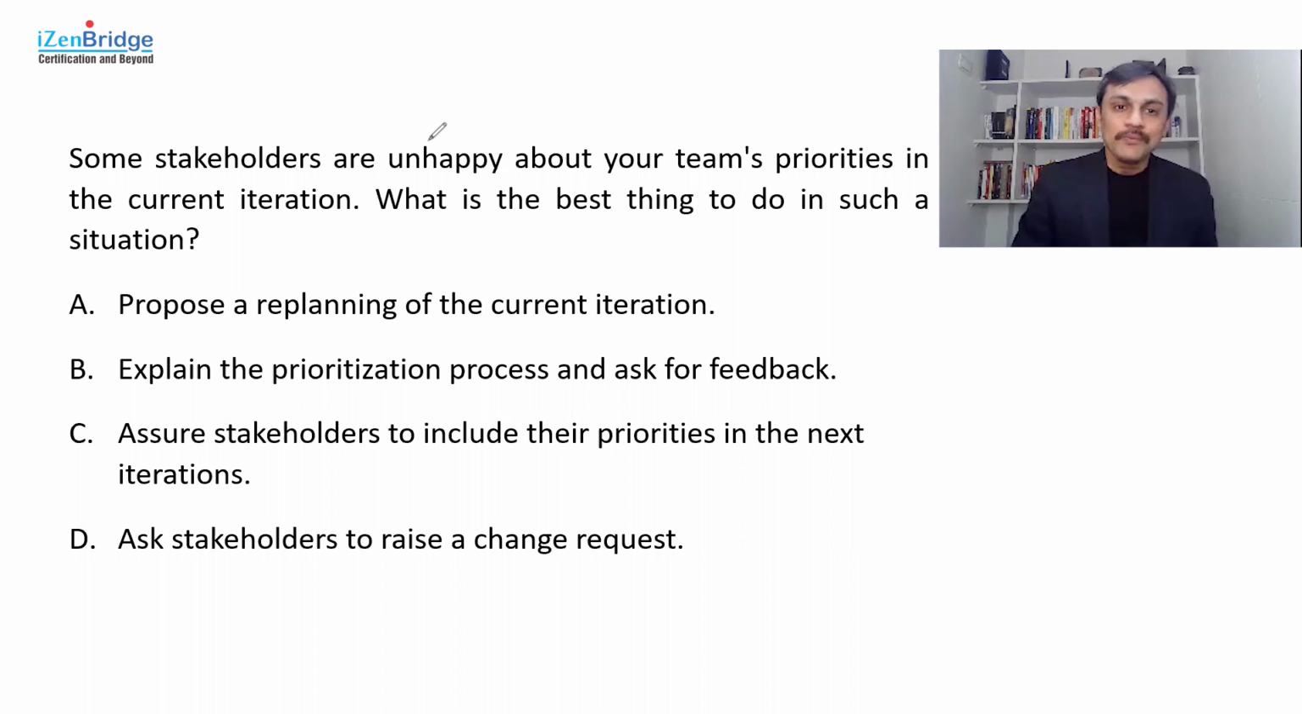Okay, propose a replanning of the current iteration. Option B, explain the prioritization process and ask for feedback. Option C, assure stakeholders to include their priorities in the next iteration. Ask the stakeholders to raise a change request. Okay, pick your choice. I pause.